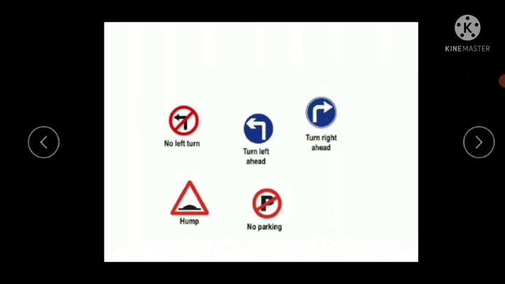Next come traffic signs. See, while going to some other place, we can see these kinds of signs on the roadside. See, no left turn. See, this is also made up of lines and curves. This is the sign for turn left ahead, this is the sign for turn right ahead, this is the sign for no parking, and this is the sign for speed breaker or hump.